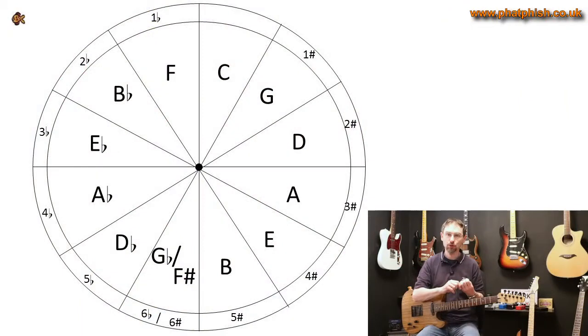Well, C has no sharp signs in it. Go up an interval of a perfect fifth to G. G major has 1 sharp sign in it. D major has 2. A major has 3. E major has 4. Just going up an interval of a perfect fifth in terms of the root note, however many hops around the circle of fifths I go, I'm adding a sharp each time.